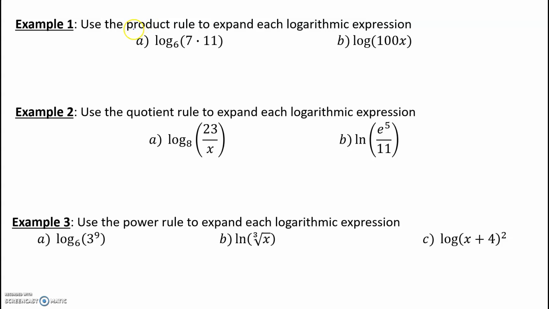Let's start with the product rule. What this is saying is if you saw 77, you could write it as 7 times 11. And you could break this up, you could expand, so they're going to tell you to expand. You could expand it into log base 6 of 7, and multiplication expands with addition, log base 6 of 11. Same thing here, we have 100 times x, log, our base is 10 technically. Remember, if we don't have a base, our base is 10. So log of 100, again, multiplication is addition, so log of x.